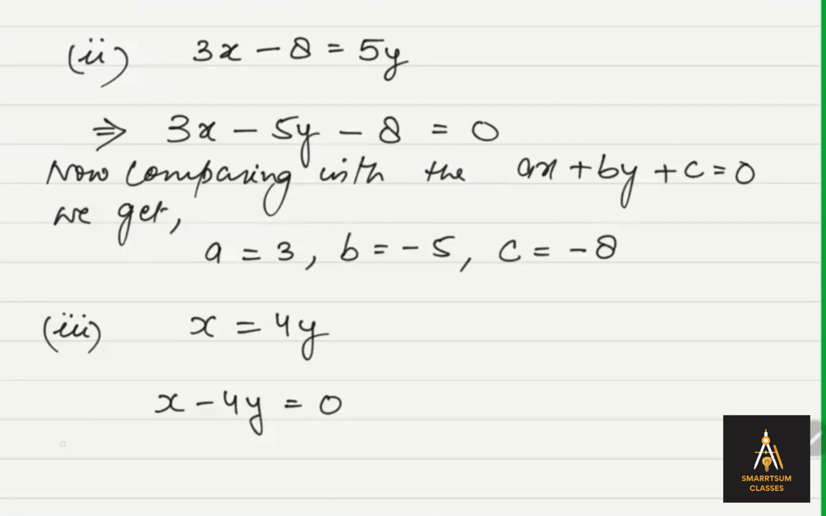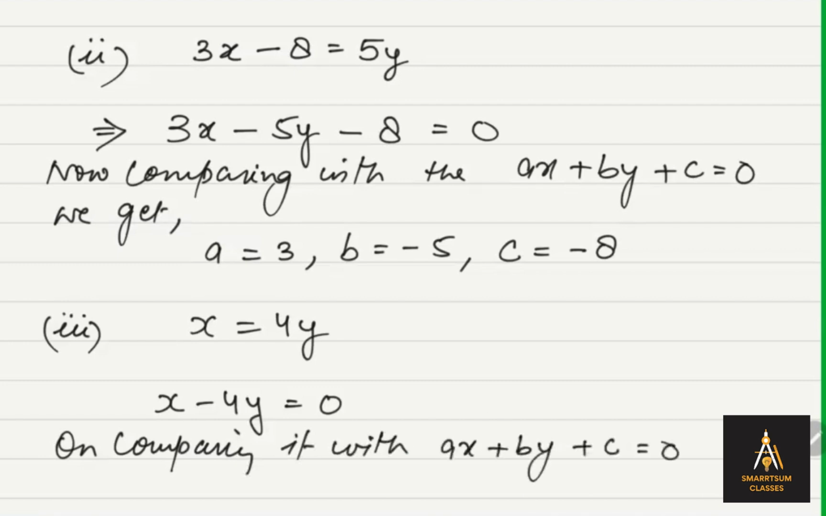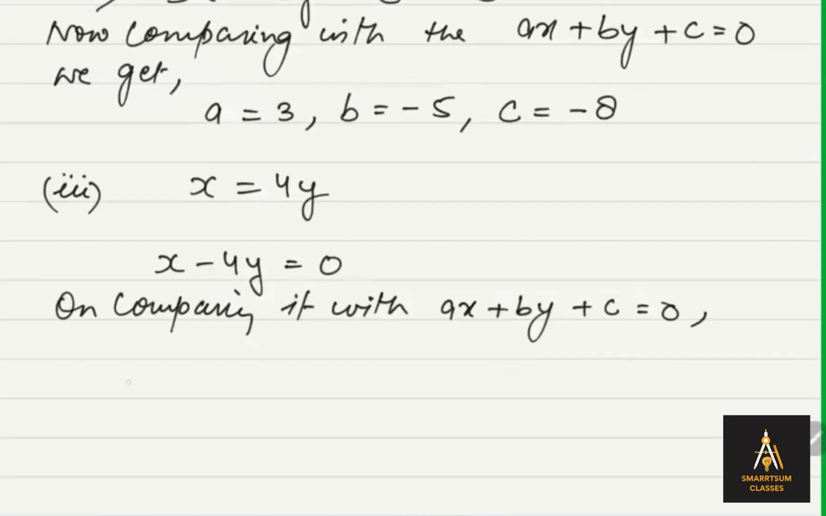Now comparing it with the standard form ax plus by plus c equal to 0. Now, can you tell me what is the value of a? A is 1. B is minus 4. And what is c? C is 0. Where is c? Can you see c here? No, there is no c. That means it is 0.